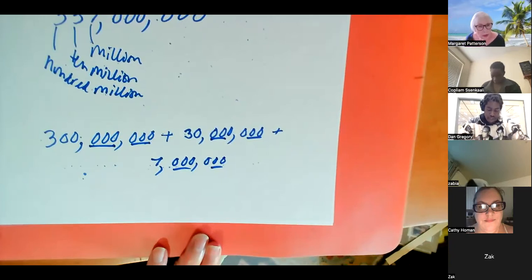So the first one was million. 300, the second one was 30, the third one was 7. Does that do it for you? Yes. So millions have 6 zeros. Right. And how many zeros does billions have?